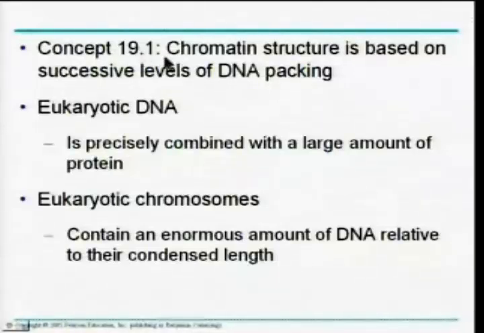Concept 19.1. Chromatin structure is based on successive levels of DNA packaging. Eukaryotic DNA is precisely combined with a large amount of protein. So it is a highly organized sequential series of packaging of DNA with protein to produce the condensed chromosomes, as you would see in the case of the duplicated chromosomes. That's really the only time, unless you can think of something different, that we would have the complete condensation of the DNA within a chromosome.